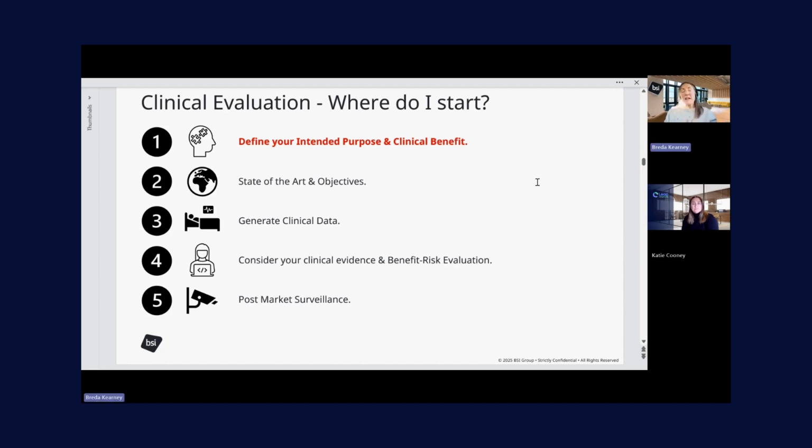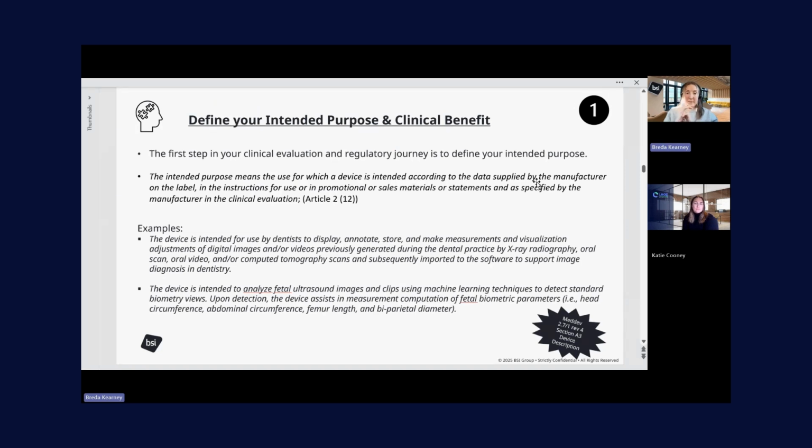The very first thing is the intended purpose and the clinical benefit. So once you've determined, yes, my device is a medical device, it meets the definition per MDR Article 2, it's going to be regulated by the regulation, and I'm going to need a standalone clinical evaluation for it, the next thing I need to do is define what is the intended purpose and what is the clinical benefit for the device.